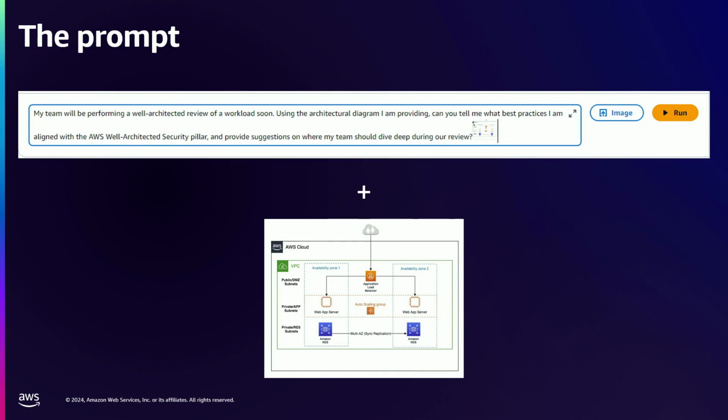So let's talk about the prompt here at the bottom. In the chat playground at the bottom, you have the section where you can start interacting with the foundation model. I won't read this prompt word for word, but what I did here is I basically said, my team is working on a well-architected review. We have this architecture diagram, and I'm trying to figure out how I should start having this conversation with my team. If I provide the diagram, can you tell me what best practices I am hitting according to the security pillar of the well-architected framework? From there, I attach the image, and I go ahead and click run.